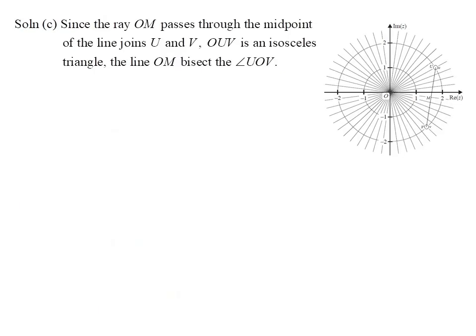As for part C of this question, since the ray OM passes through the midpoint of the line joining U and V, the triangle OUV is an isosceles triangle, and the line OM bisects the angle UOV as shown in the diagram. Then the angle theta equals (argument of U plus argument of V) over 2, which equals 1 over 2 times (pi over 6 minus pi over 4), which equals negative pi over 24.